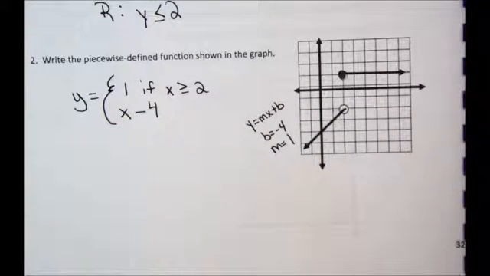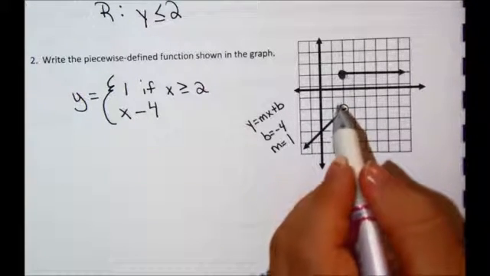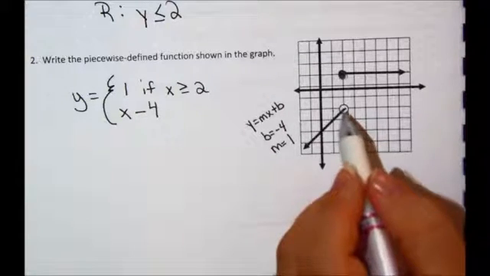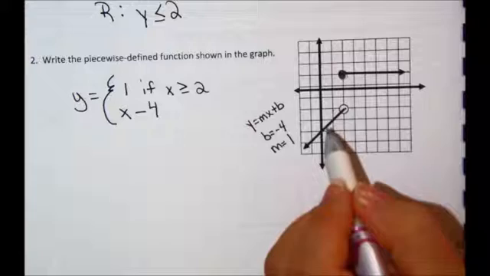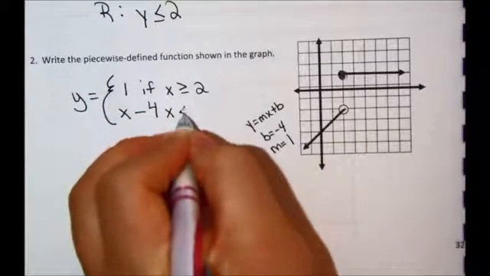This graph also has a constraint. The graph starts at x is 2. Since it's an open dot, we can't say that x is equal to, but it continues where x is going down. Therefore, we can say x is less than 2.